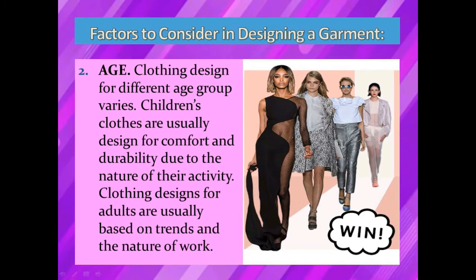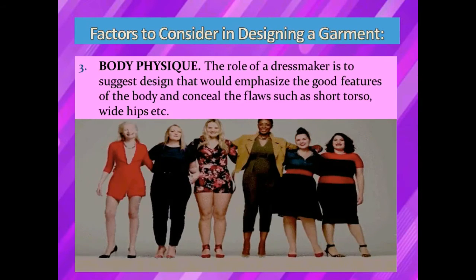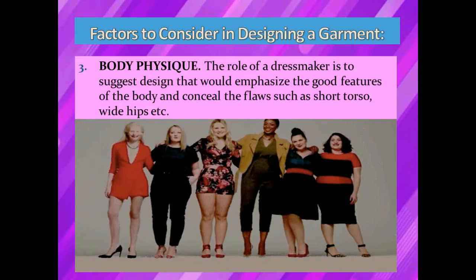Number 2. Age. Clothing design for different age groups varies. Children's clothes are usually designed for comfort and durability due to the nature of their activity. Clothing designs for adults are usually based on trends and the nature of work. 3. Body physique. The role of the dressmaker is to suggest designs that would emphasize the good features of the body and conceal the flaws such as short torso, wide hips, etc.